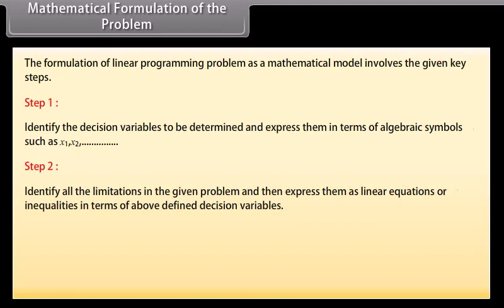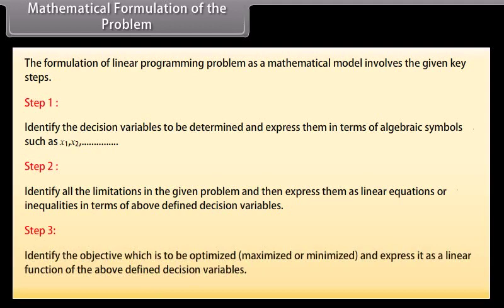Step 2. Identify all the limitations in the given problem and then express them as linear equations or inequalities in terms of the above defined decision variables. Step 3. Identify the objective which is to be optimized, maximized or minimized, and express it as a linear function of the above defined decision variables.